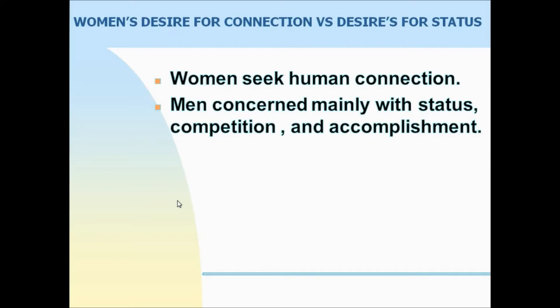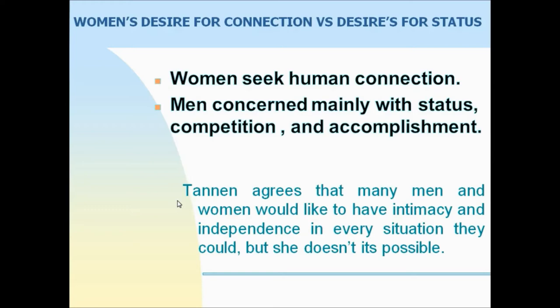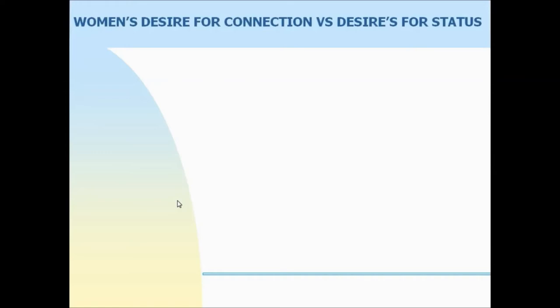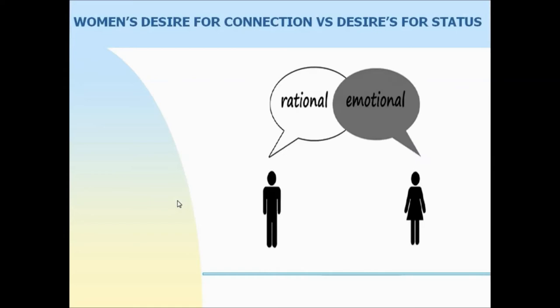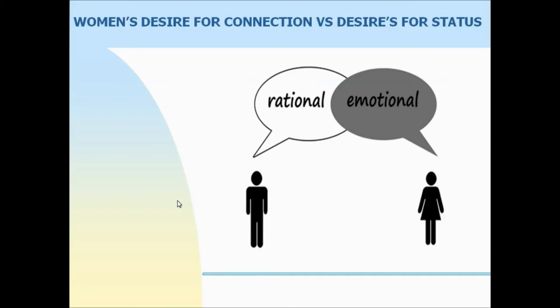Tannen agrees that many men and women would like to have intimacy and independence in every situation they could, but she doesn't believe that it's possible. Women tend to be emotional, and men are rational. So that's why women tend to talk a lot, rather than talk about competition, status, or achievement.